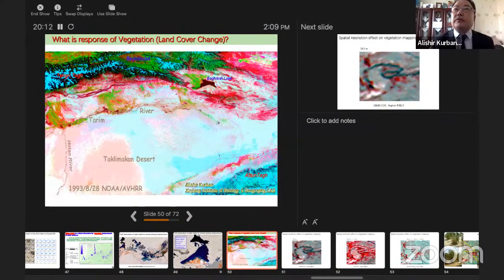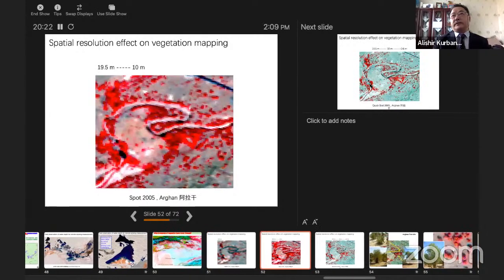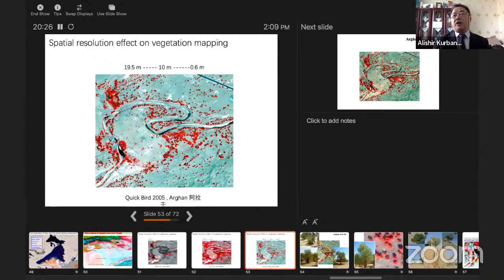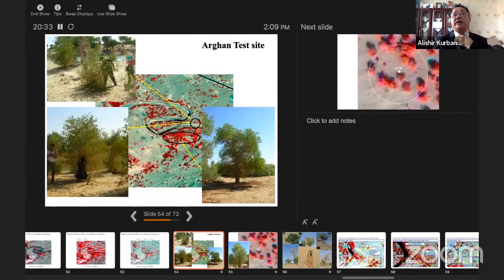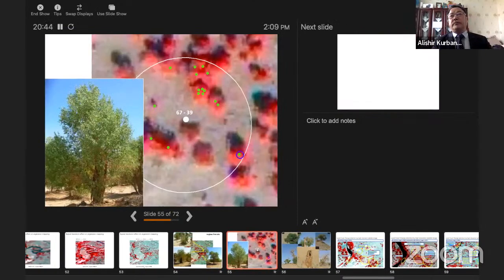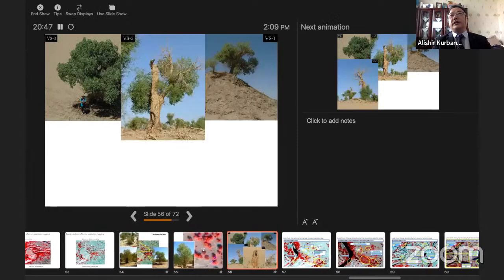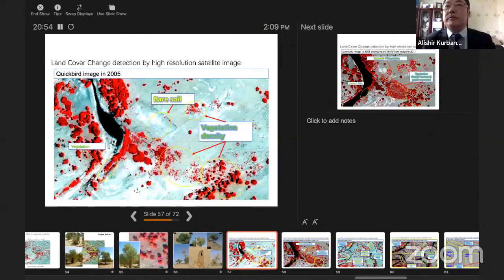And the next question is about the response of vegetation in this area, especially what we call land cover change. For understanding the land cover change, we tested different resolutions of satellite imagery, to see how accuracy is affected by different types of satellite images, and also combined field work to measure the ecological factors of the poplar trees, for example. And then we built a GIS database for each tree and each patch in this study area. Every 5 years, we do the field work measurement and compare it with the high resolution and medium resolution satellite images for long-term monitoring.